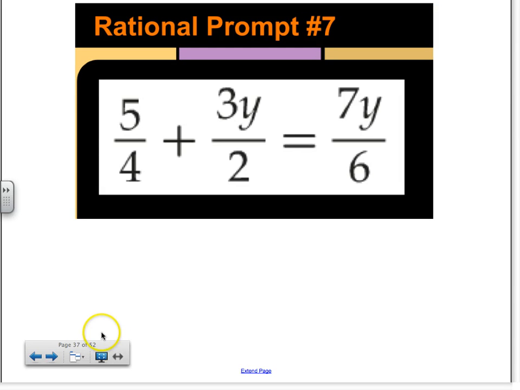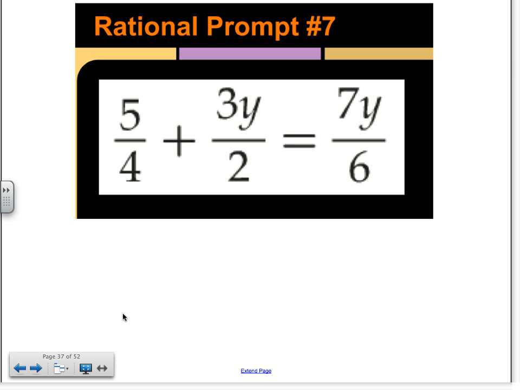All right, here it is. Here's the prompt. I have 5/4 plus 3y/2 equals 7y/6. I want to solve for y. Notice that this time it's no longer an expression. This is an equation involving fractions, right?